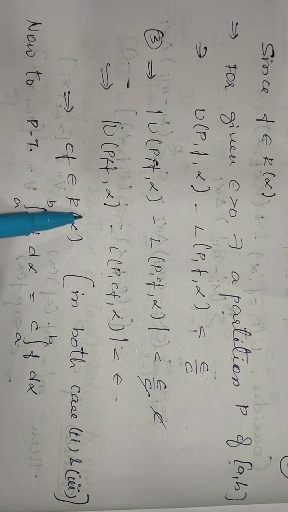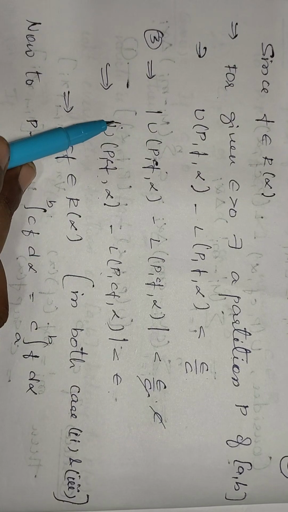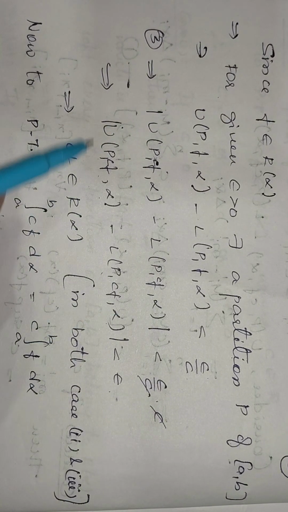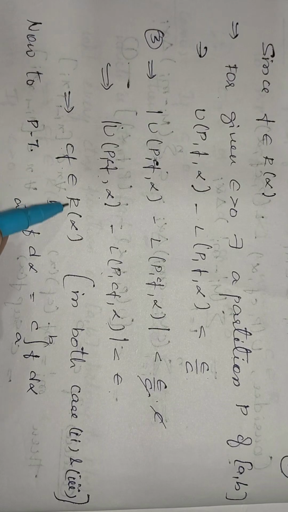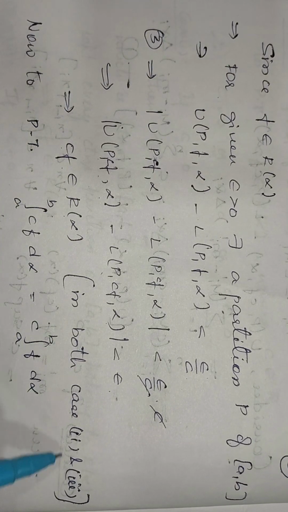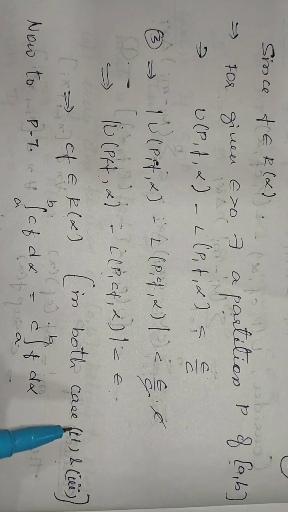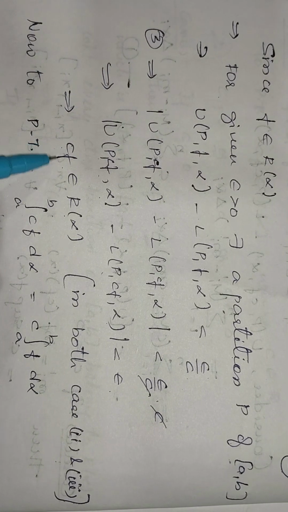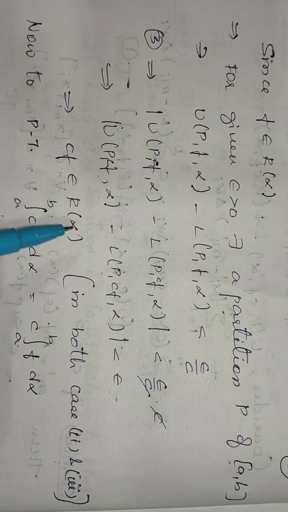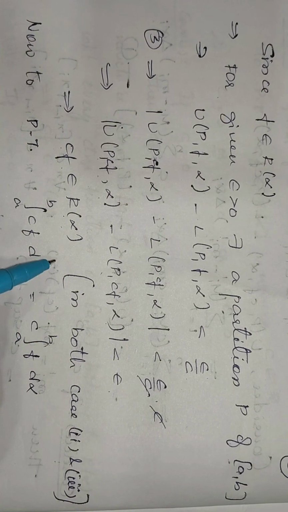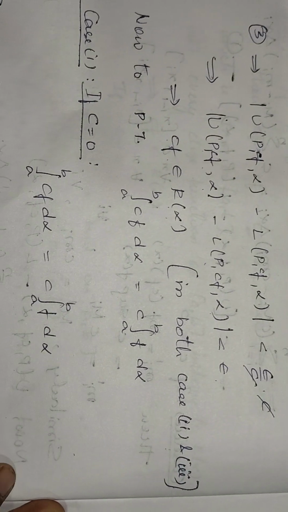Okay, see here, this mod of this is less than epsilon means both plus of this as well as minus of this is less than epsilon. That is, cf belongs to the order of alpha in both the cases 2 and 3. That is, whether c is less than 0 or c is greater than 0, this holds. Okay, so cf belongs to the order of alpha. So this is all about the first part of the theorem. Now we'll move on to the second part of the theorem.